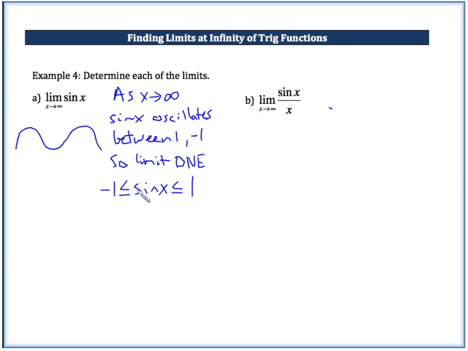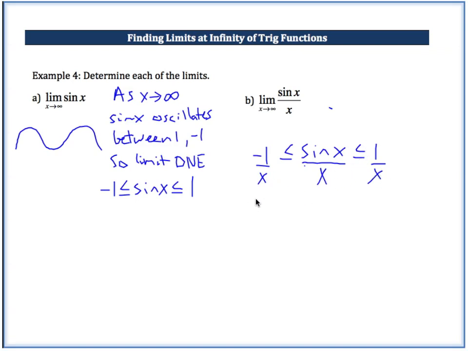So this wasn't totally fruitless though, because if we look at this next function, we have the limit as x approaches infinity of sine x over x. We already know this information right here, that the sine of x is less than or equal to 1 and greater than or equal to -1. So what we're going to do in this inequality is go ahead and divide all of these by x, and we know that doesn't change our answer.